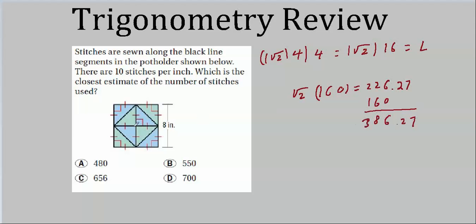Well, that answer is not down here either. Perhaps they're counting these as black line segments also. I mean, this is definitely black here. These are kind of light. I don't know what they're supposed to be, but if we count these as black line segments, we've got 4 more 8-inch segments. That's 32 inches. Times 10 would be another 320 stitches. Gives us 706. So I'm guessing this is the answer they're looking for.